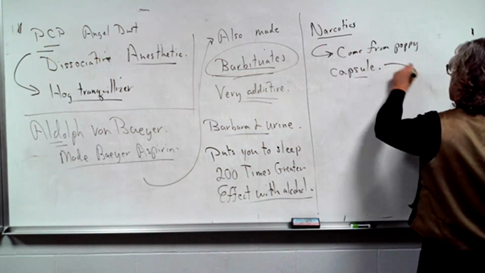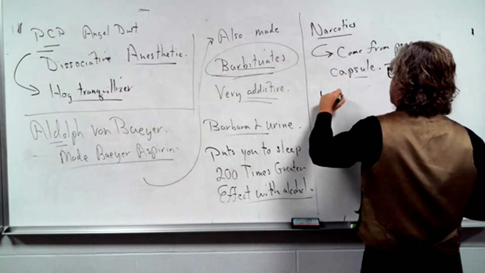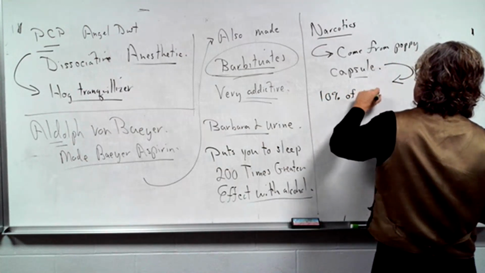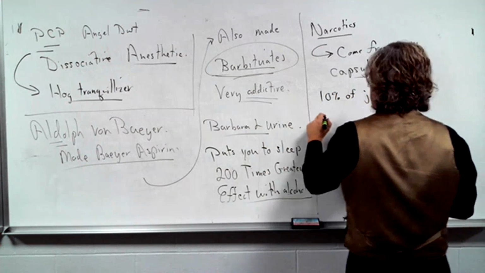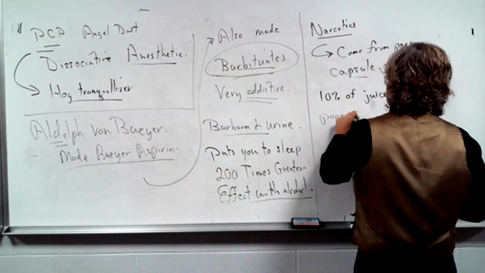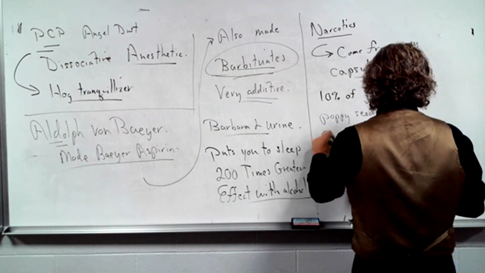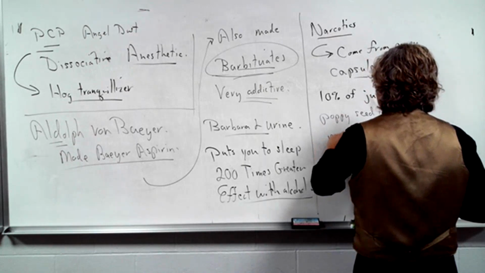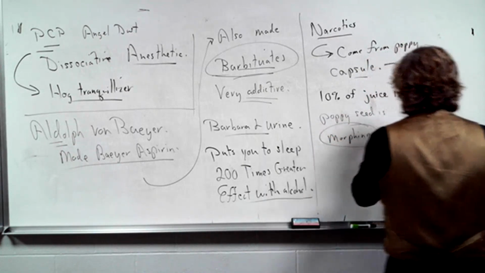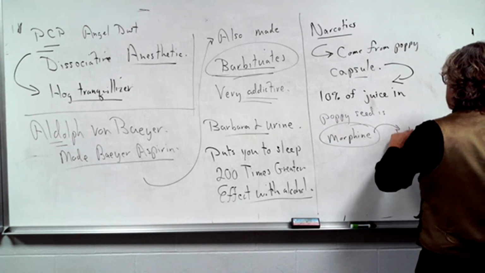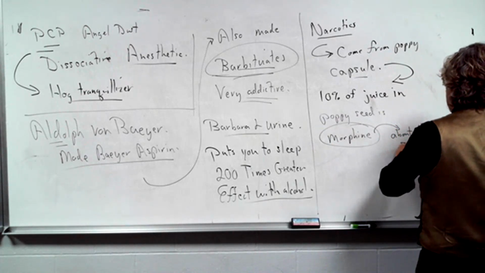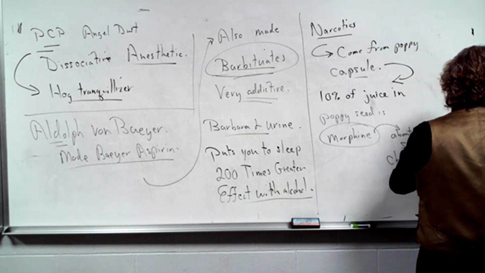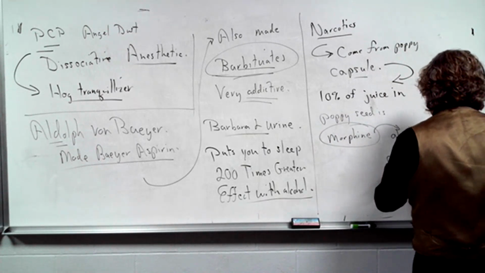10% of the juice in the poppy seed is opium. No, better yet, it is morphine, sorry. And morphine is about the same chemical structure as an endorphin.